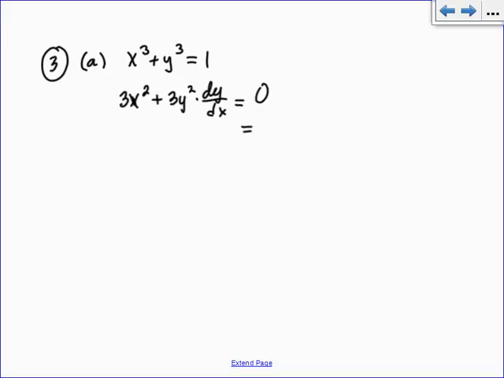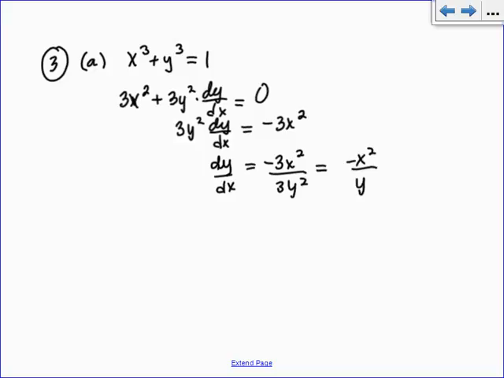Okay, so I'm going to subtract my 3x squared over, and I divide by 3y squared. So I end up getting negative x squared over y squared. That's my slope.